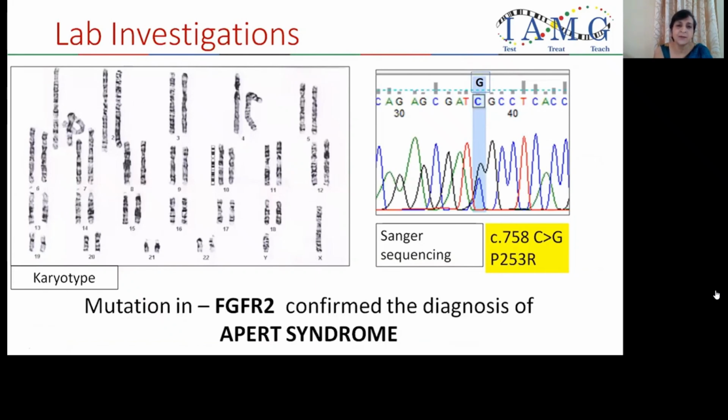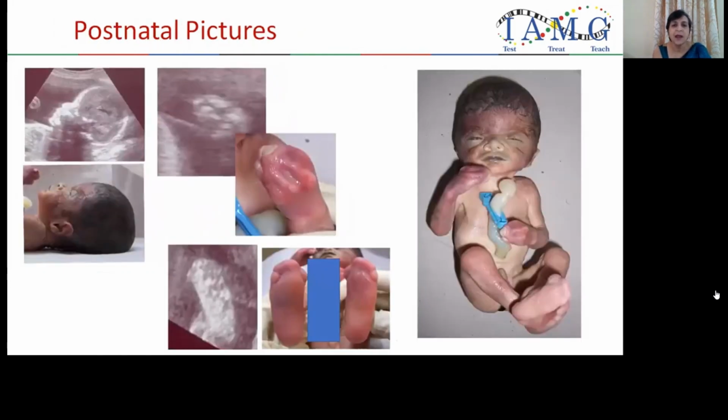Naturally, for confirmation, amniotic fluid was collected, and from amniotic fluid, karyotype is done because chromosomal abnormalities are known to cause multiple malformations. But in this situation, because the clinical diagnosis was thought to be Apert syndrome, sequencing of gene FGFR2 was done because the mutation in this gene causes Apert syndrome. And you can see there is a single nucleotide change in this particular gene, and this is specifically diagnostic for Apert syndrome.